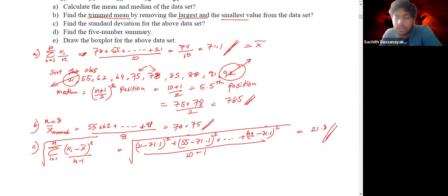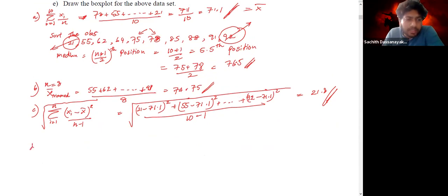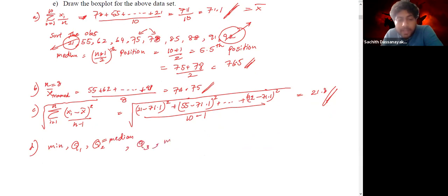Please use your graphing calculators or whatever calculators to do these questions. Part D: find the 5 number summary. I'll try to go a little bit in a hurry. What is the 5 number summary? The minimum value, Q1 (quartile 1), Q2 (quartile 2), which is equal to the median, then quartile 3, and finally the maximum value. These are the 5 numbers, which is why we call it the 5 number summary.